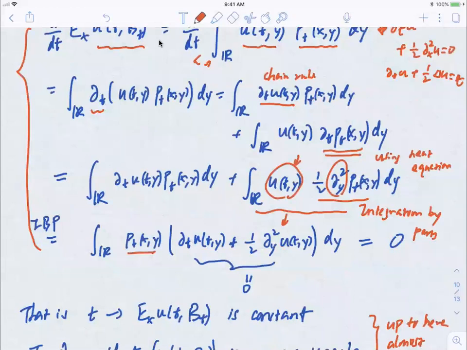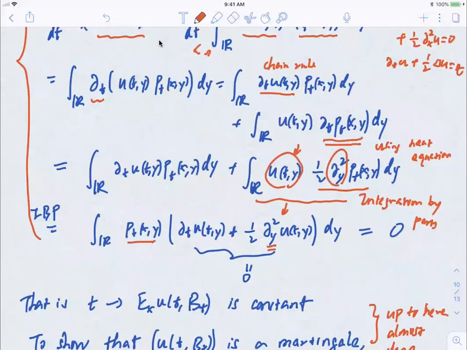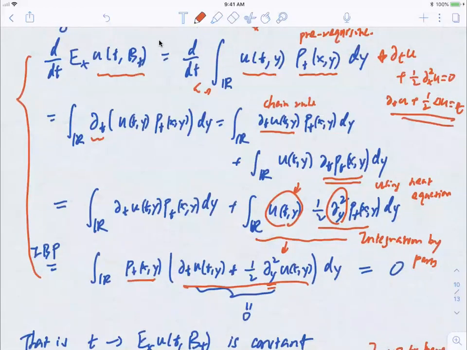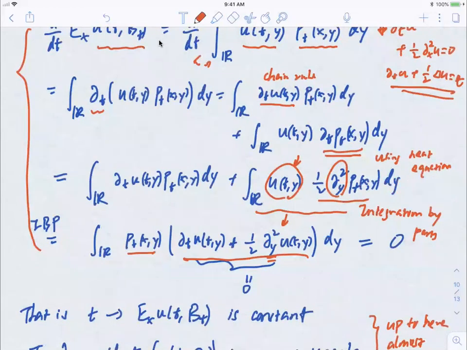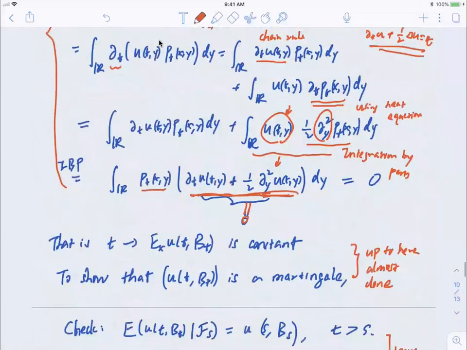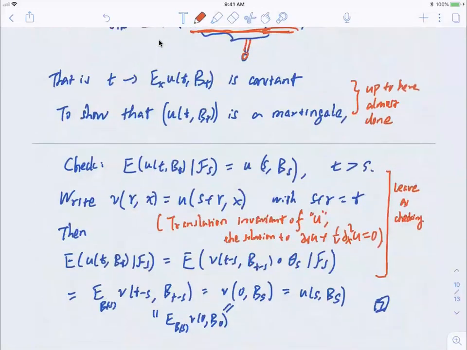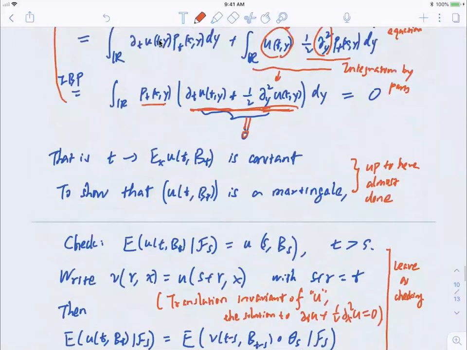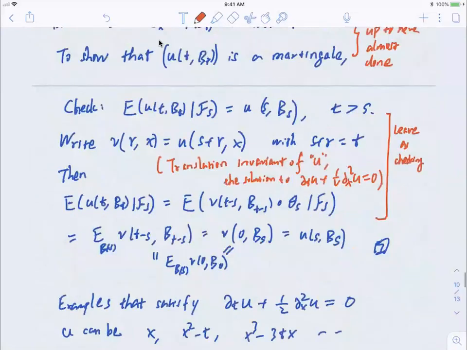And the second order derivative is passed to u. We collect terms, so then we get this equation. u solves this equation, so these two terms add to 0, and that's why we get 0. This is actually a crucial computation. Later it's just checking using the Markov property, so I will leave that as an exercise.